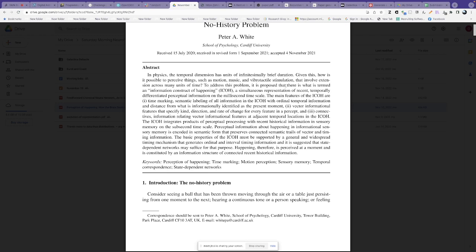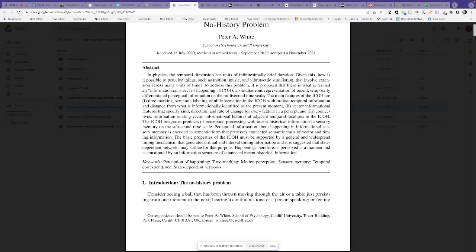To address this problem, it is proposed that there is what is termed an information construct of happening. So from a cognitive point of view, you can say that there's an information construct of happening. So it's some representation here, a simultaneous representation of recent, temporally differentiated perceptual information on the millisecond time scale. So what he's saying is that you take information, you sample the environment. The environment, as such, is continuous. Music is continuous, motion is continuous. You sample at the sampling rate of your perceptual system, and you have this representation that turns it into a simultaneous thing, and has to model it as this thing with time markers, and it's a millisecond time scale.